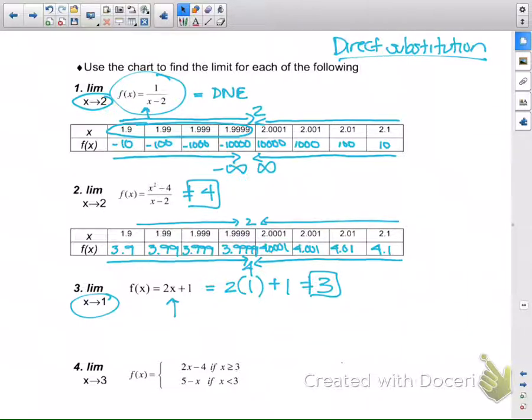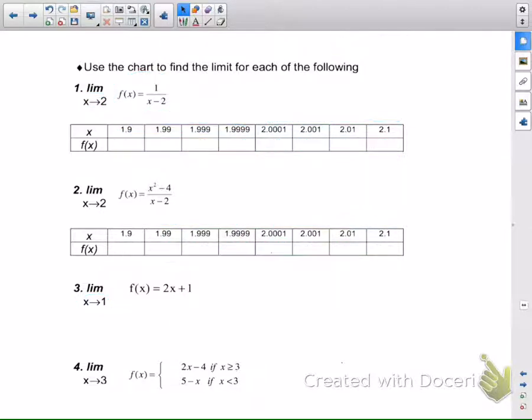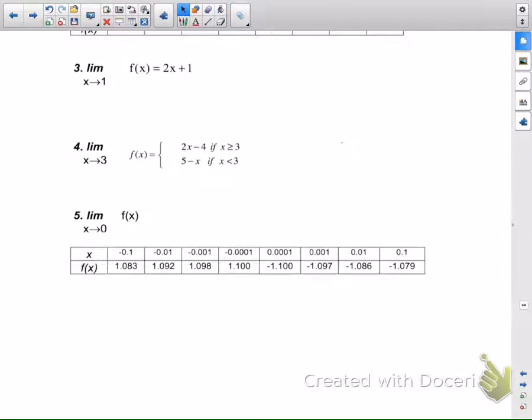Yes. All right, last couple here, 4 and 5, then I'm done. On the bottom here, 4, you may use direct substitution where we plug it in as long as you know where to plug it in. Okay?